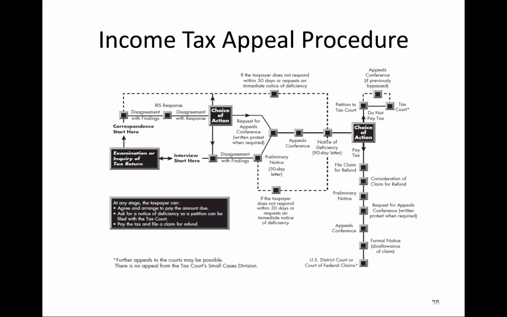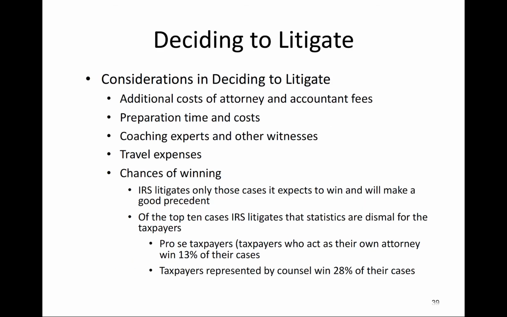So here's that little roadmap, if you will. It's very important, at a basic level, just to understand the process. So we have disagreement with the RAR, the 30-day letter, the appeals conference, the 90-day notice. Then you decide whether you're going to go to court or not, right? And anytime during this, you can potentially settle with the IRS, or you can just pay the amount if you change your mind.